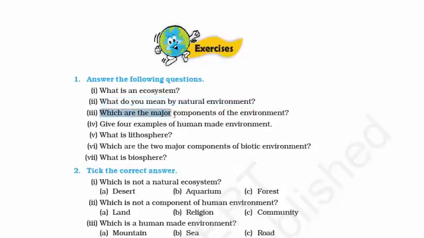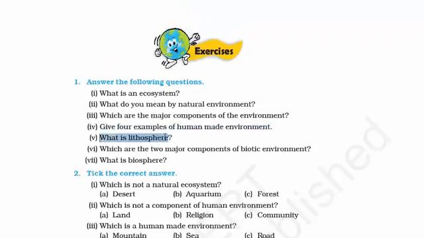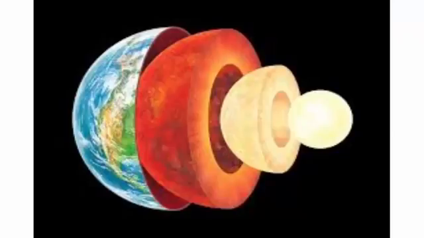Third question, which are the major components of the environment? So the major components of environment are human, natural resources, and then human-made resources. Fourth question, give 4 examples of human-made environment. Anything that you see around you made by human. Road, building, garden, park, anything. Fifth question, what is lithosphere? Lithosphere is the solid crust part of the earth, the upper layer of the earth where you see the rock bed and on which we walk.